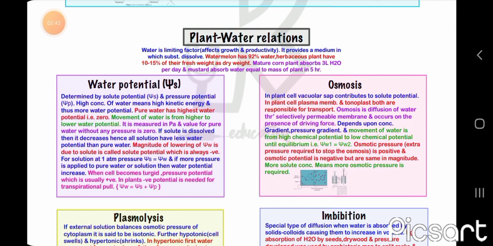Then osmosis in plant cells: vacuolar sap contributes to solute potential. In a plant cell, the plasma membrane and tonoplast are both responsible for transport. Osmosis is the diffusion of water across a selectively permeable membrane and occurs in the presence of a driving force. It depends upon concentration gradient, pressure gradient, and movement of water. Movement of water is from high chemical potential to low chemical potential until equilibrium.